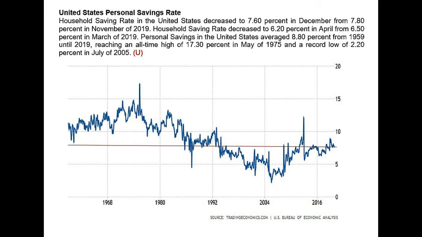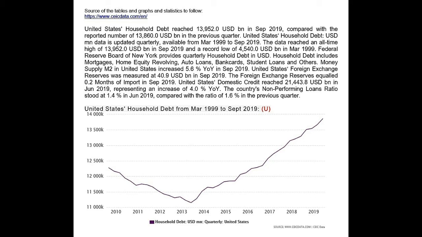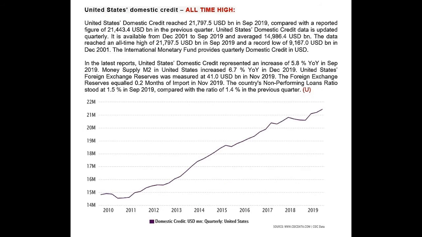Since the 1970s, United States personal saving rate has been declining. This is a serious underlying problem. Since just after 2013, US household debt is increasing radically. Domestic credit is at an all-time high. This obviously reflects back on consumer spending.